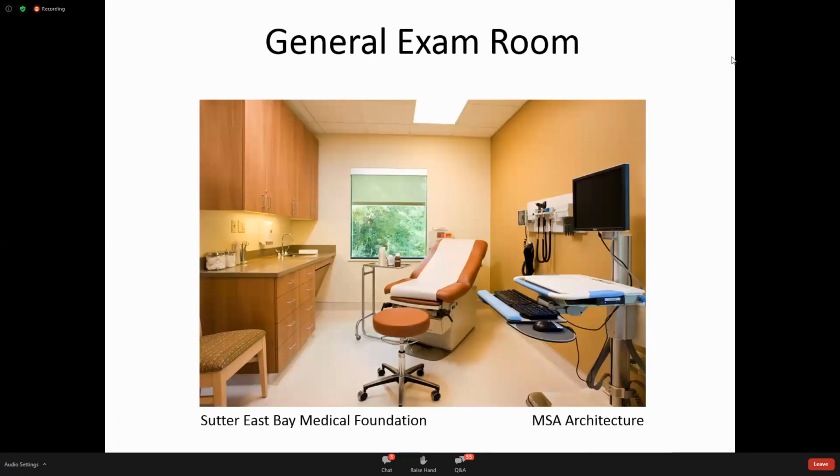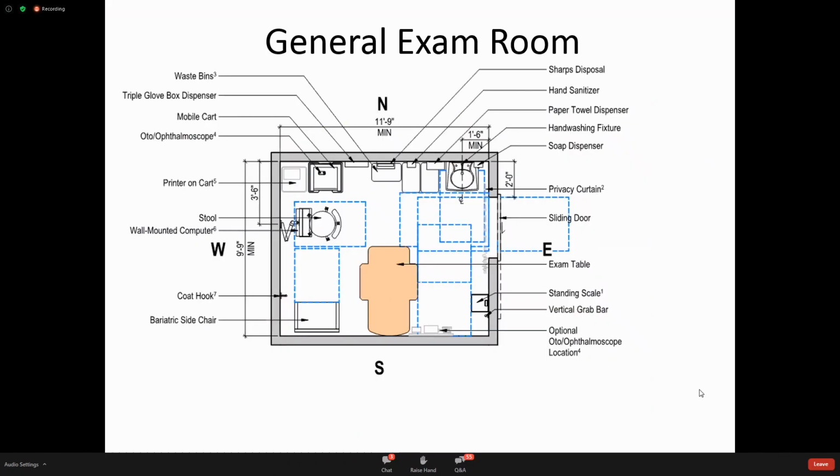So starting off with exam rooms, the general exam room, when we talked about the code requirements, now let's look at a layout, and I'm going to talk through all the specific requirements one at a time. This one I'm going to go into a lot of detail on, and then not as much detail on the other ones, because we're going to piggyback on what we talk about here.